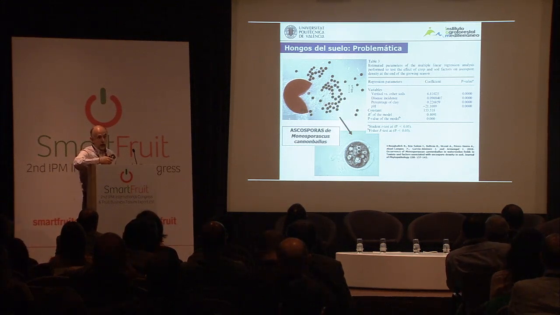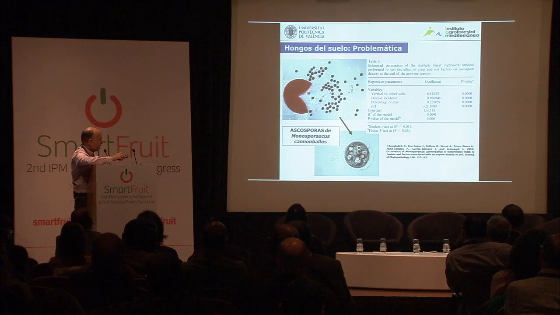And here we saw that pHs which are near the optimum for the fungus, around 7, will favor an increase in the number of ascospores of the fungus in the soil, and therefore a higher incidence of the disease, which in turn we saw was linked to certain types of soil.